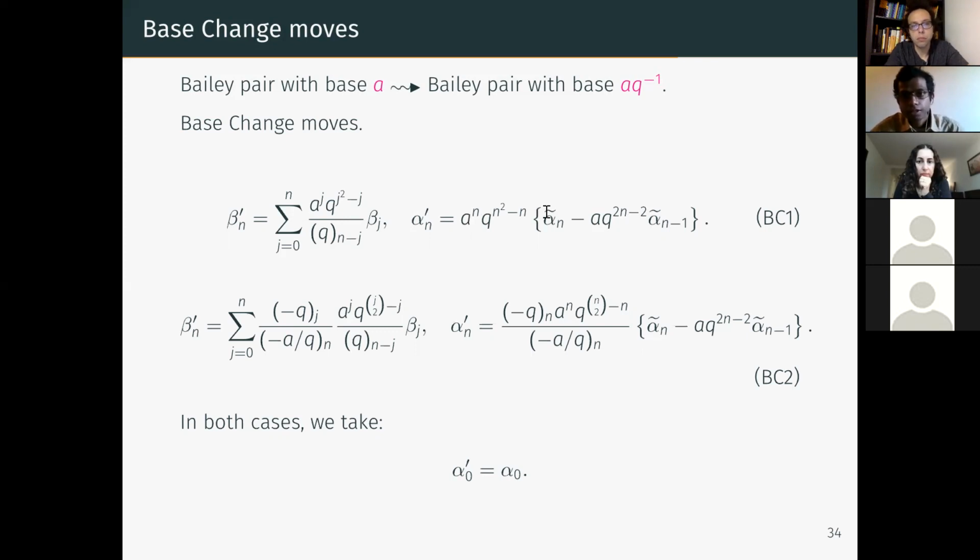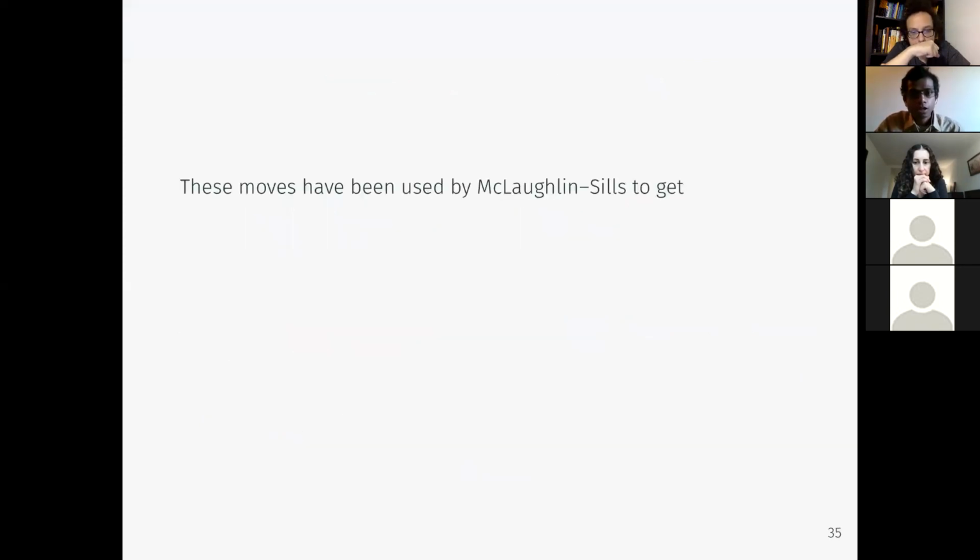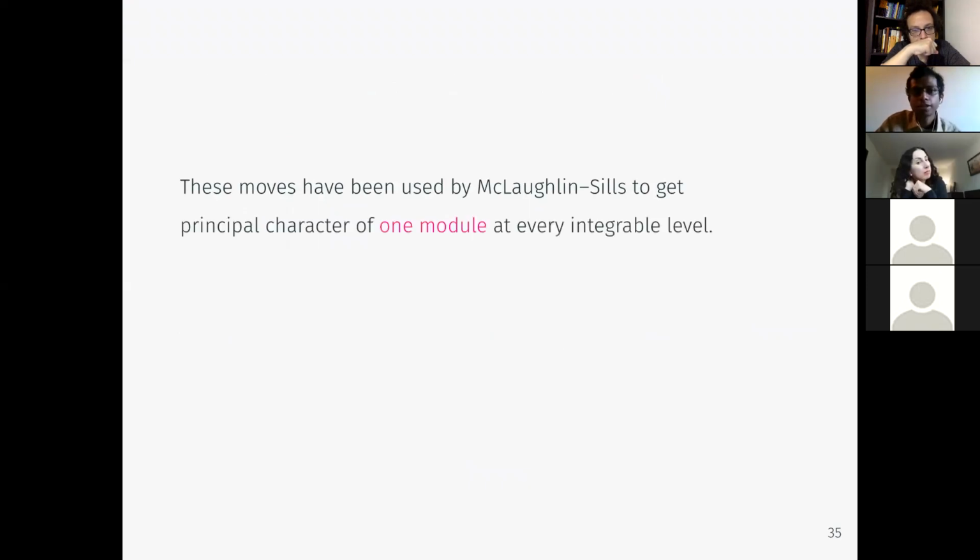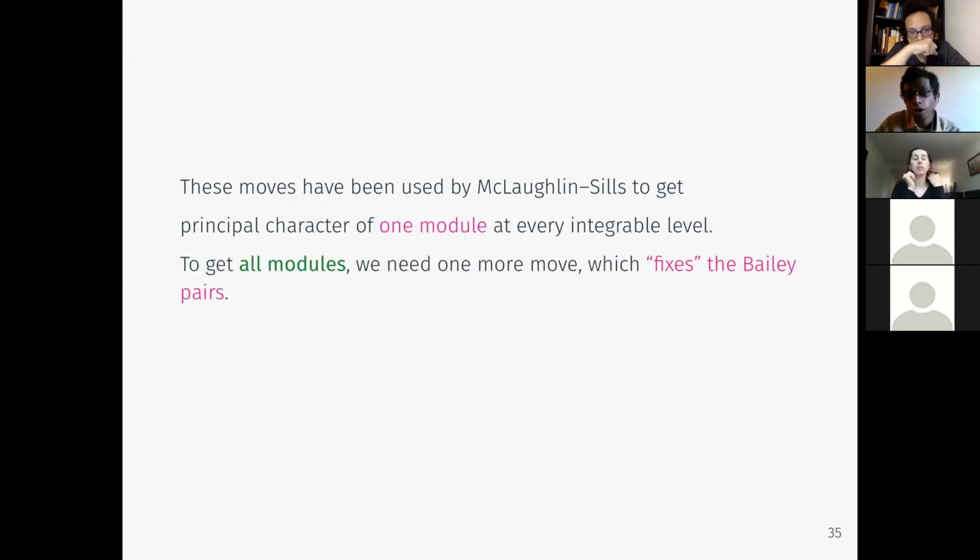And you will see that things like this do come up in the product side when you try to write them down using the affine Weyl group. Things like this, not exactly this. So it's a task to do, to figure out how to match these things. Okay, so these moves have been used by McLaughlin and Sills to get principal character of 1 module at every integrable level, but we want all of them.